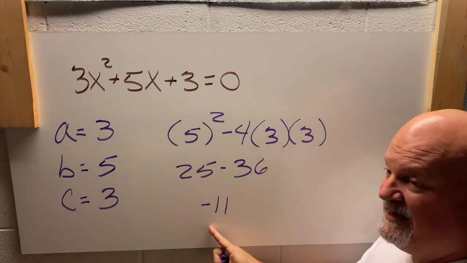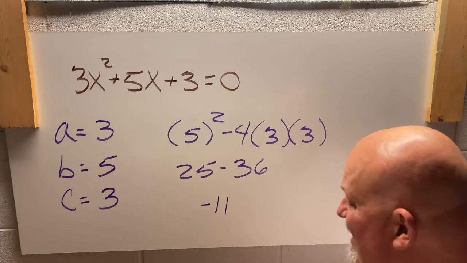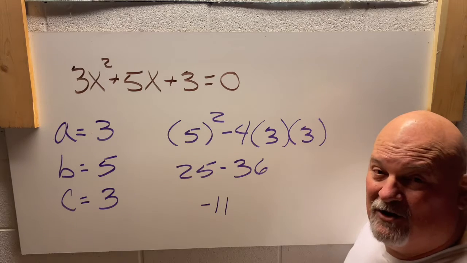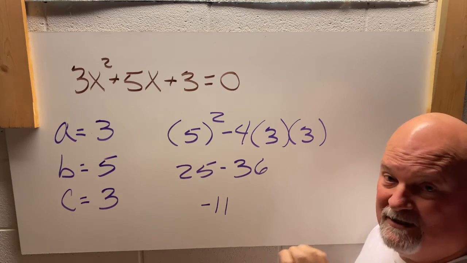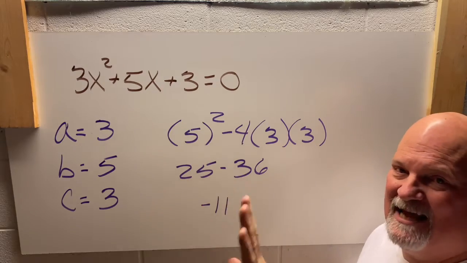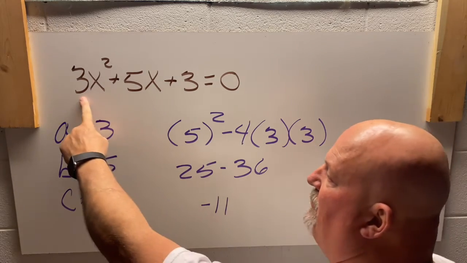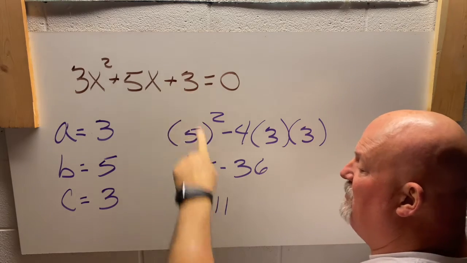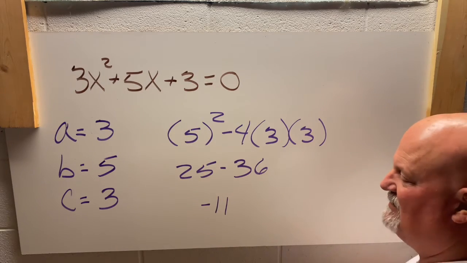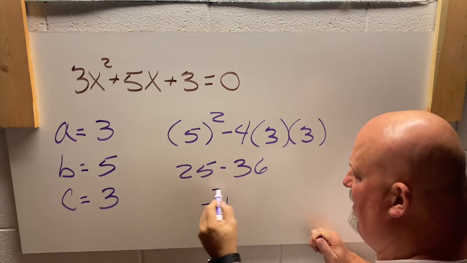Now again, that's a negative. When we have a negative discriminant, how many times is it going to cross the x-axis? Right, it's going to cross it 0 times. It's not going to cross the x-axis at all. So we know it's going to open up. It's going to cross the y-axis at 3, but it's not going to cross the x-axis at all because this is a negative right here.